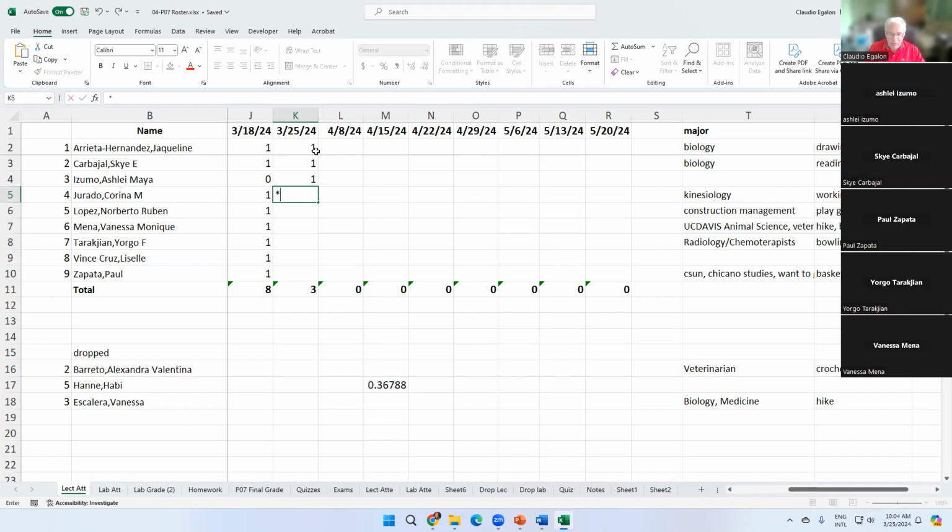Okay, I'm gonna put I star in Corina's name, Norberto Lopez. Corina is here. Thank you, Corina. I don't see Norberto. No, Vanessa Mena. Here. Oh yeah, I forgot to tell you. I started correcting the lab 2 report, and then I came across a bug in my computer program and I couldn't correct it. Okay, I'll try to figure out how to fix that bug in my computer program that I used to correct the lab reports.